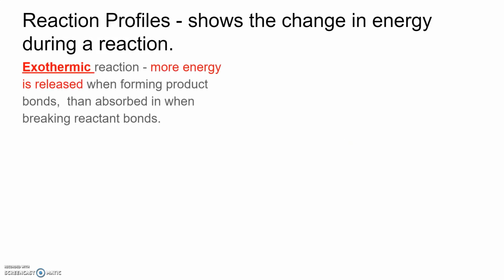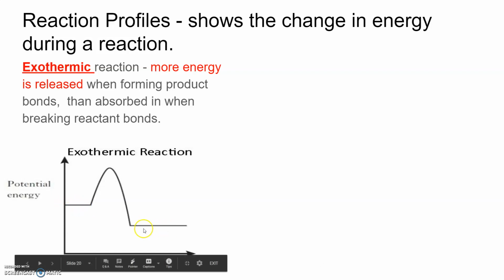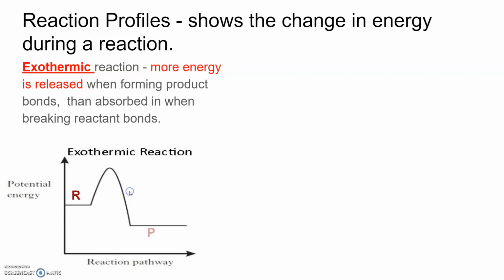Now, how can we depict that? One way we can depict that is through what's called the reaction profile. So for an exothermic reaction, more energy is released when forming the product bonds than absorbed when breaking reactant bonds. And so what would that look like? Here's a reaction profile, and you'll notice that you start with a flat line here and another flat line there. That represents the reactants and the products.